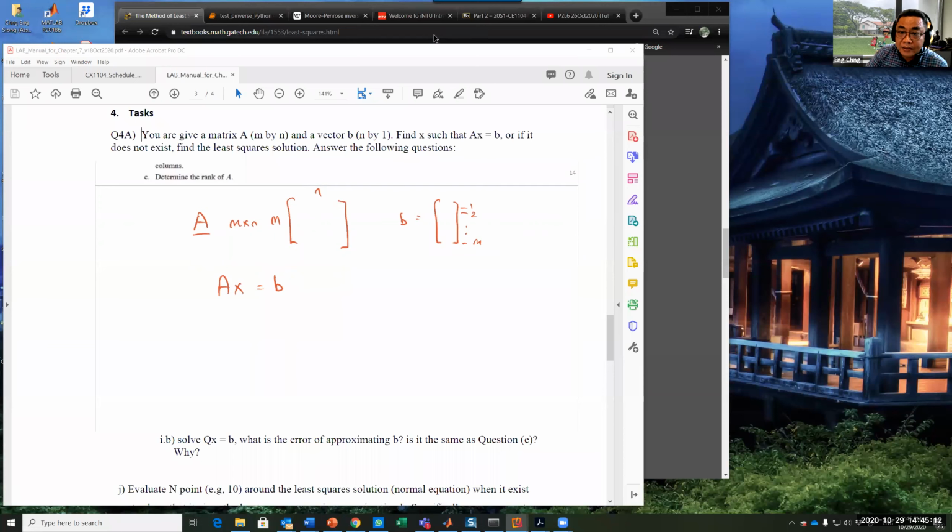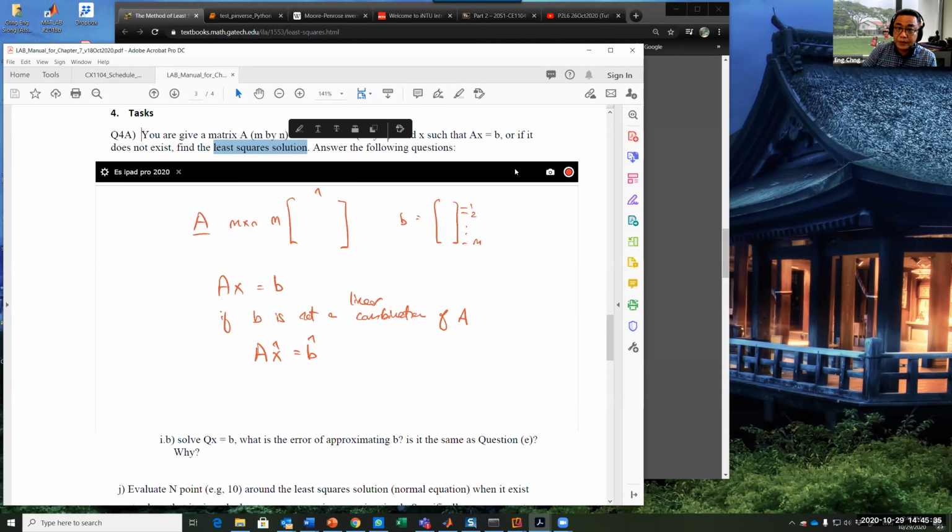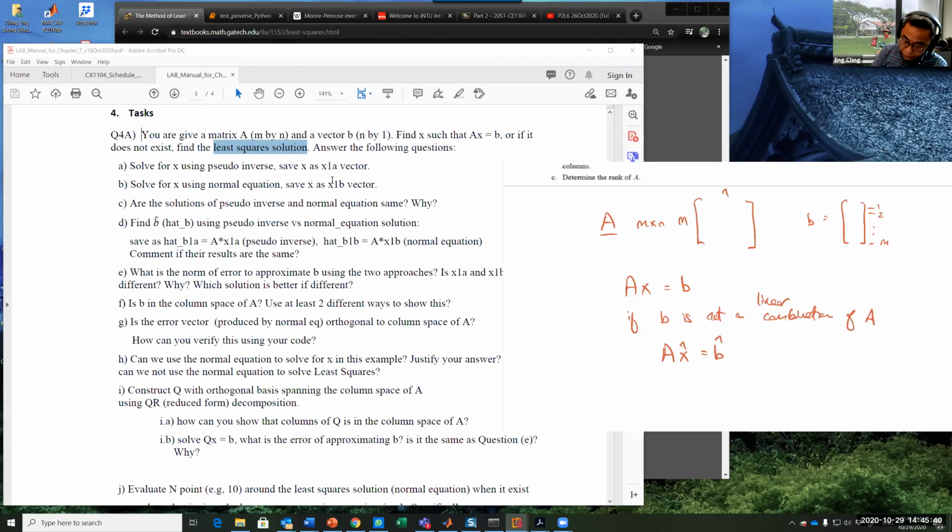If it does not exist, that means B is not a linear combination of A, then find the least square solution. So we are back to the problem of finding A X hat equals B hat such that B hat is nearest to B. Answer the following questions. The first one is pseudo inverse.